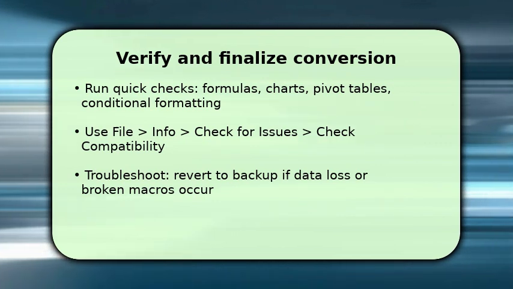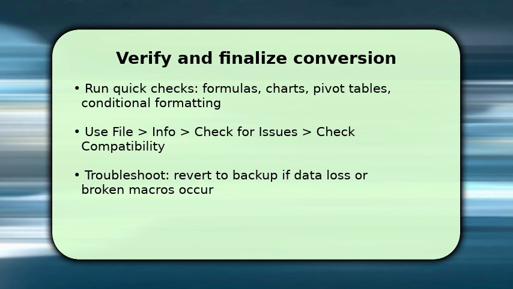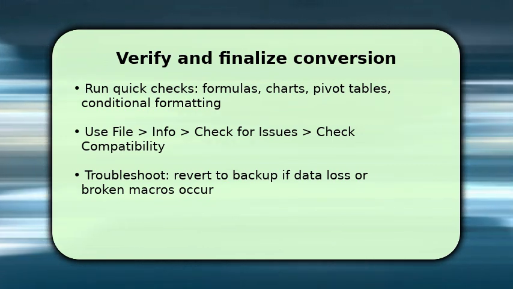If macros behave oddly, test them in a copy and adjust VBA references or Trust Center settings. Make sure to save the validated file under the new name, and if anything goes wrong, revert to the backup and repeat the conversion with adjustments.